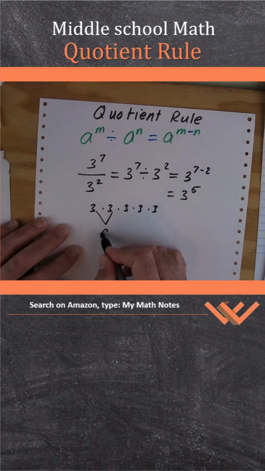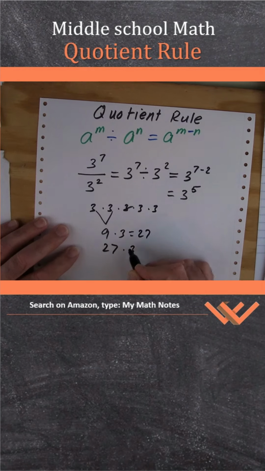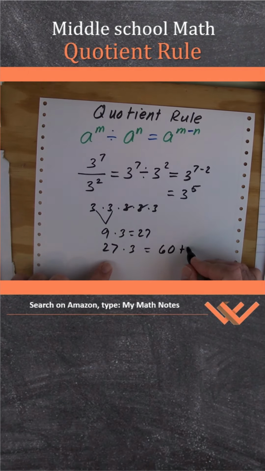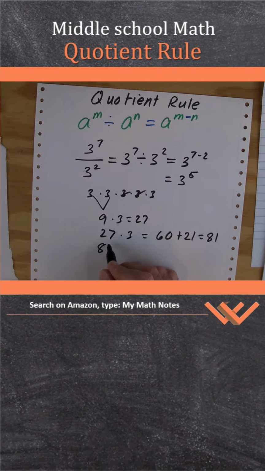3 times 3 is 9. Bring down this 3 here again. 9 times 3 is equal to 27. 27 times 3, we can do this in two parts. 20 times 3 is 60. That's equal to 60, plus 3 times 7 is 21. That's equal to 81. Okay, so I have 81 times 3 again.